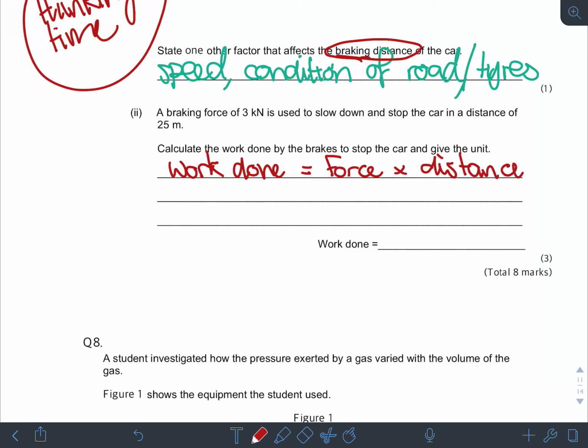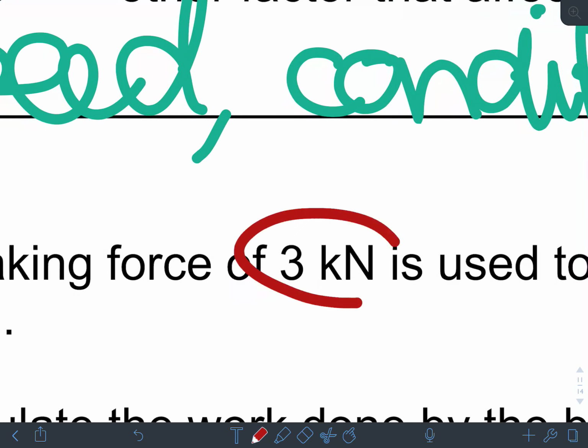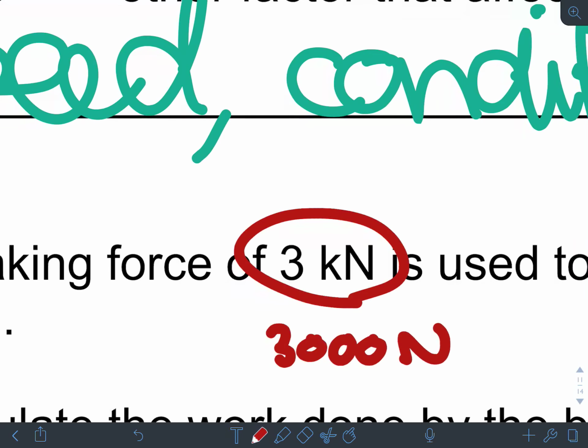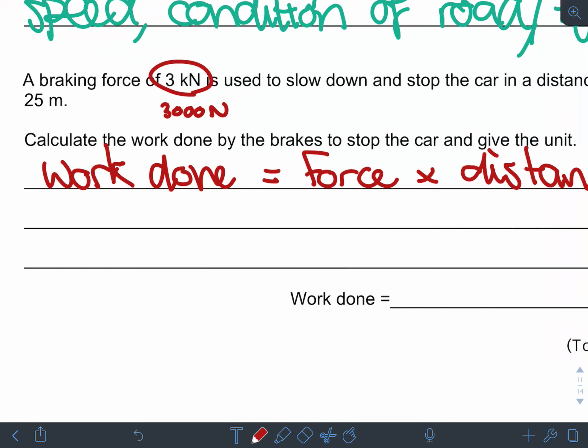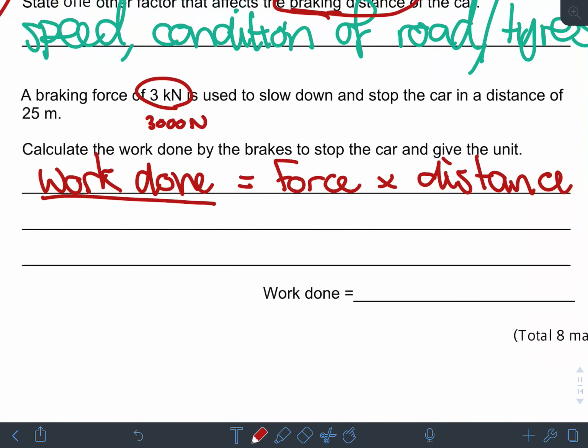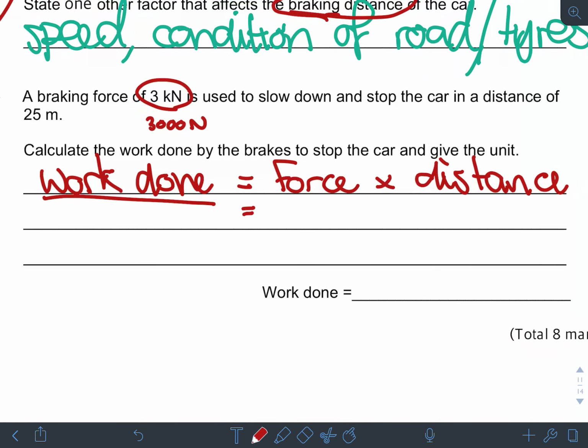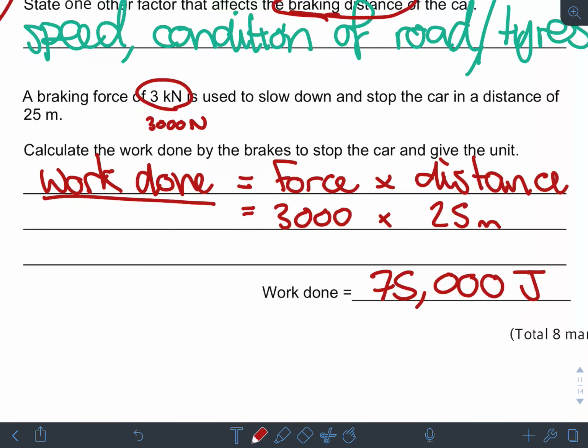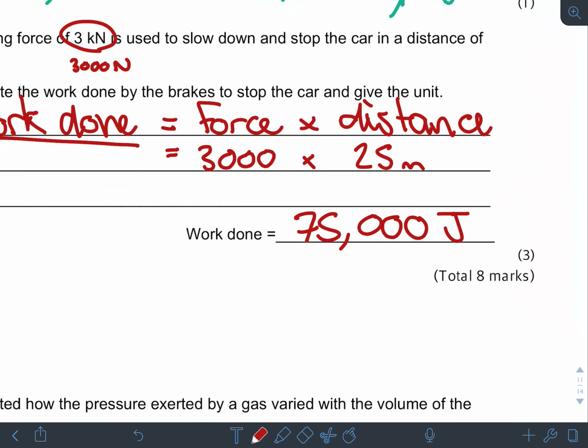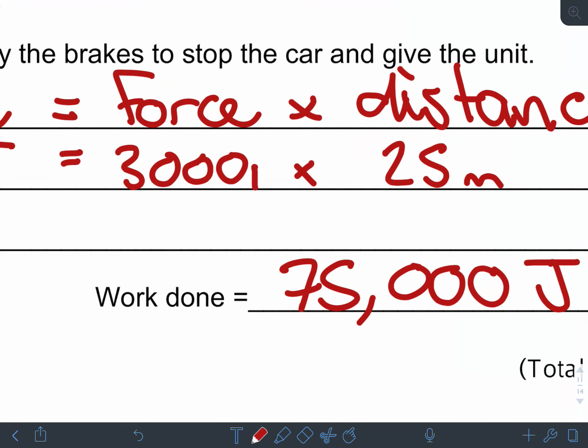Work done equals force times distance. Now, the thing that people forgot is, look, this is 3,000 newtons. If the work done is going to be in joules, then the force needs to be in newtons and the distance needs to be in meters. So 3,000 times 25 meters is 75,000 joules. Let's just put the unit in here.